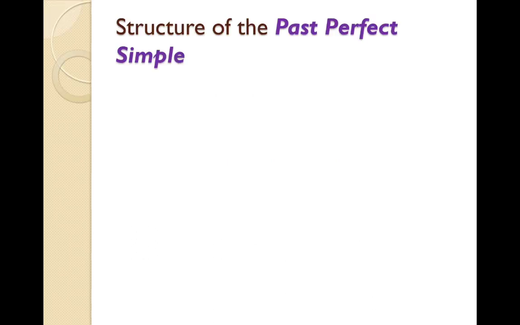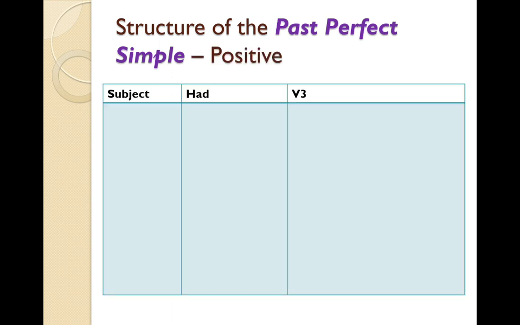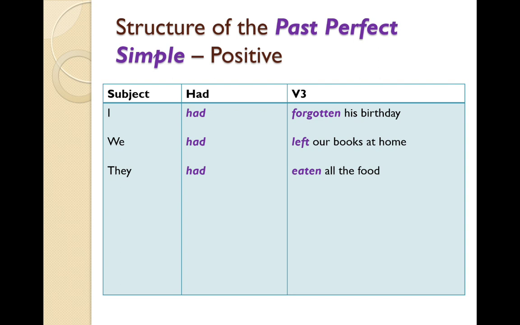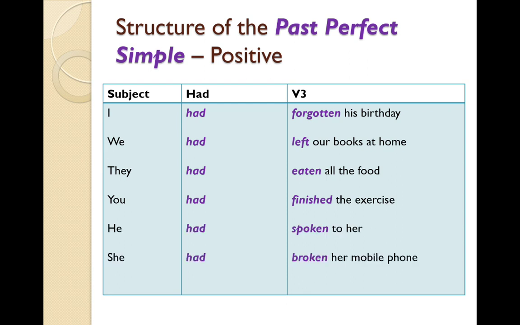Let's have a more detailed look at the structure, and we'll start with positive phrases. So in the past perfect simple, in positive phrases, we take the subject plus had plus verb 3. I had forgotten his birthday. We had left our books at home. They had eaten all the food. You had finished the exercise. He had spoken to her. She had broken her mobile phone. It had escaped from the zoo.